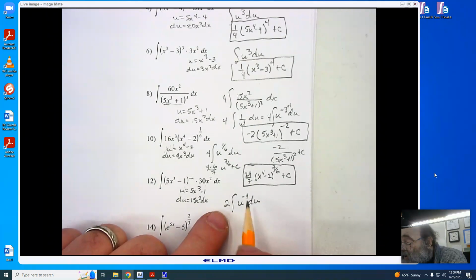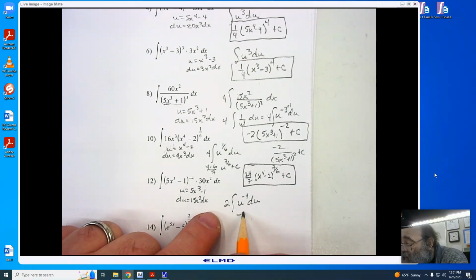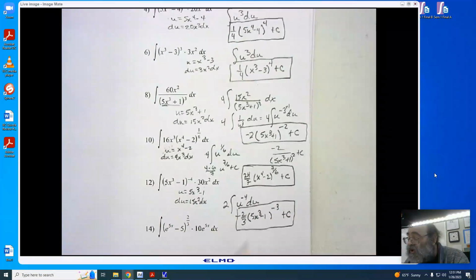I'm going to bring this to the 3rd power and divide, and I end up with negative 2/3, and this becomes my u, 5x cubed minus 1, and it is to the minus 3rd power plus c. And as we said before, I can rewrite this as a fraction, and then I'd have negative 2 over 3 times 5x cubed minus 1, the quantity cubed.